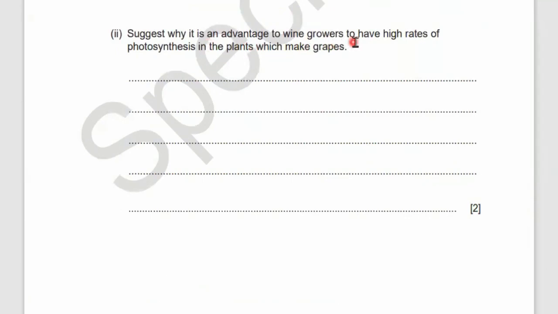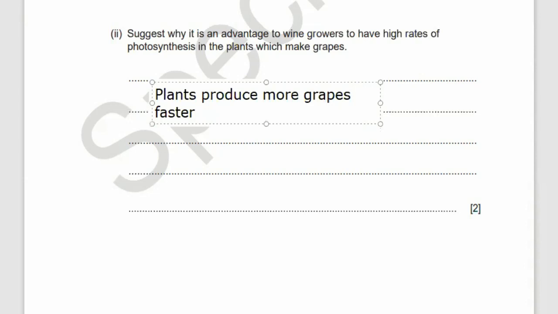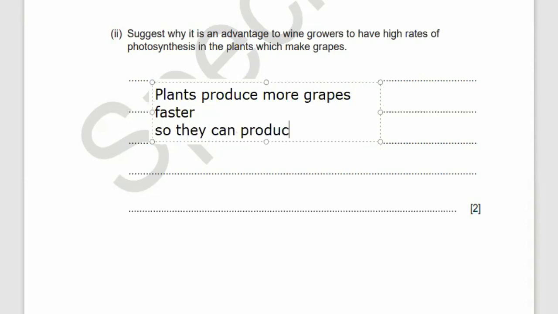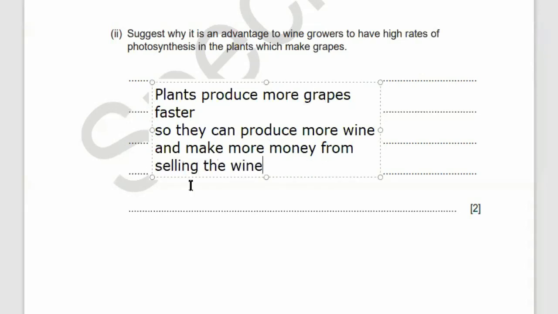Suggest why it's an advantage to wine growers to have high rates of photosynthesis in plants which make grapes. So why do wine growers want high rates of photosynthesis? Well, plants produce more grapes, and not just more grapes, but faster. So they can produce more wine and make more money from selling the wine.